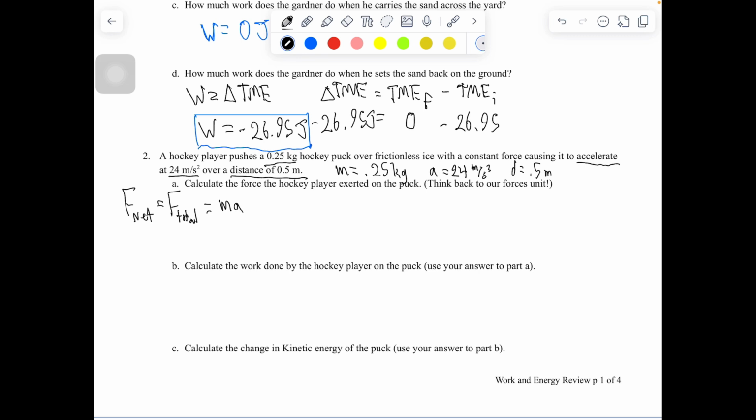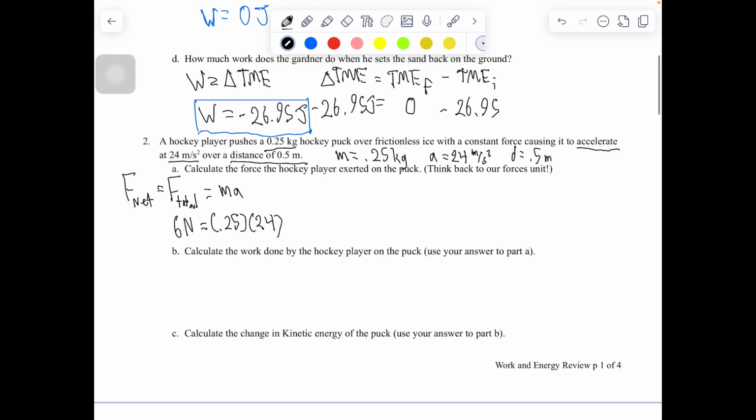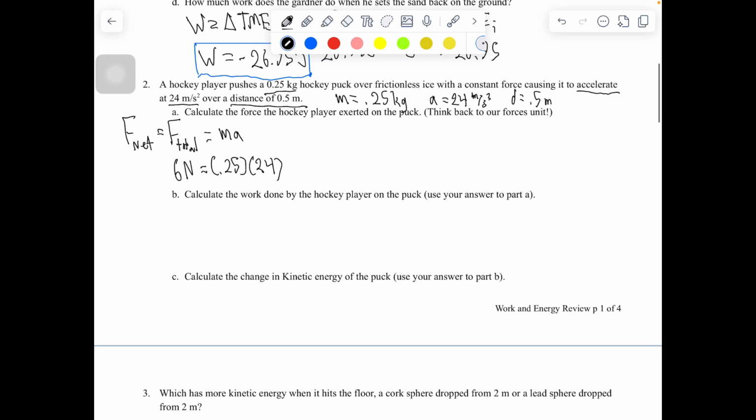is equal to the mass times the acceleration of an object. Well, we have the mass, and we have the acceleration. Let's go ahead and plug in our mass, 0.25. The acceleration is 24. We get our total, just 0.25 times 24. That is going to give us a total force, or net force, of 6 newtons. So we've calculated the force the hockey player exerted on the puck. It is 6 newtons. Part B, calculate the work done by the hockey player on the puck. Use your answer to part A.